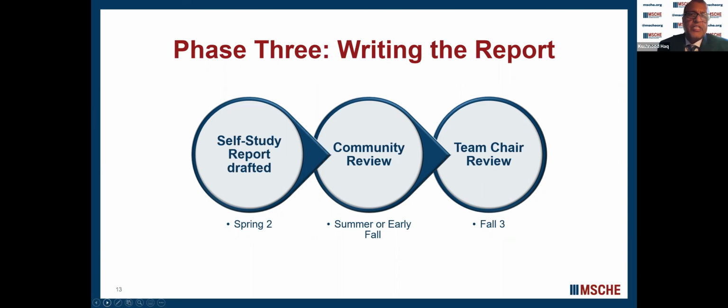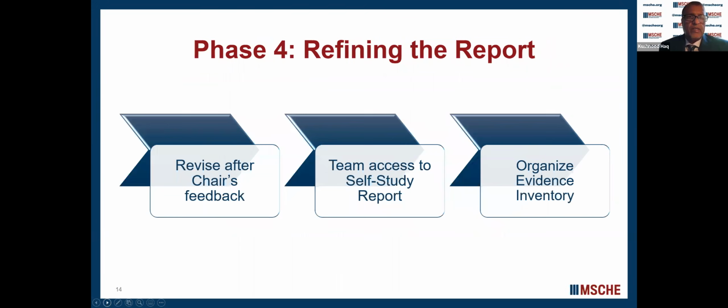And then the team chair, once they're appointed, will be in ongoing conversation with you. As soon as you're done with your first draft, you will send that to the team chair for review and for feedback. Then comes the fourth phase, which is actually refining the report, incorporating all of the different feedback and input from different constituents and revising the document after the chair's feedback as well.